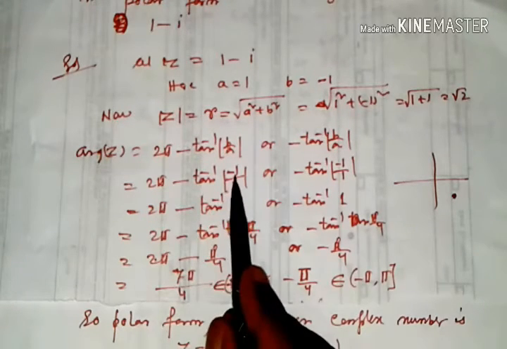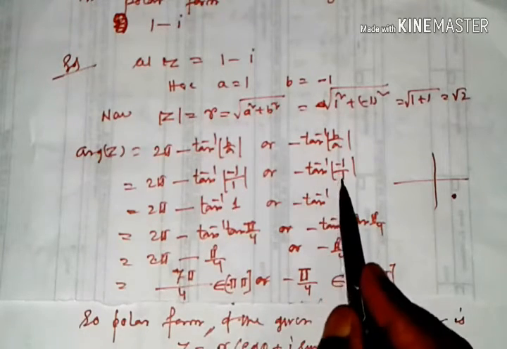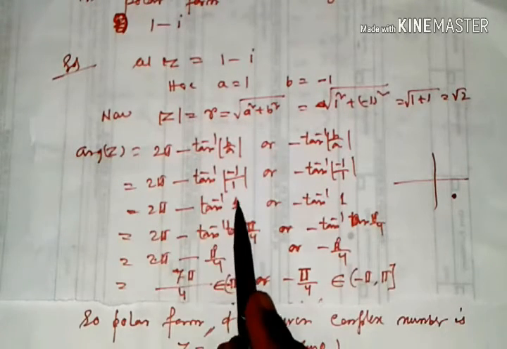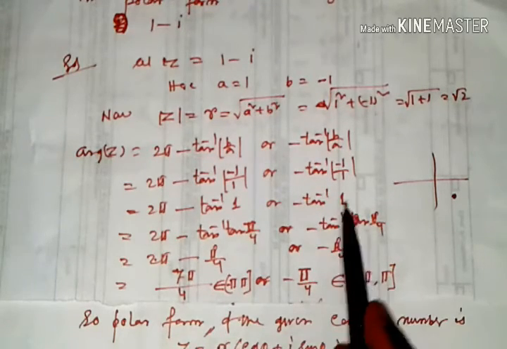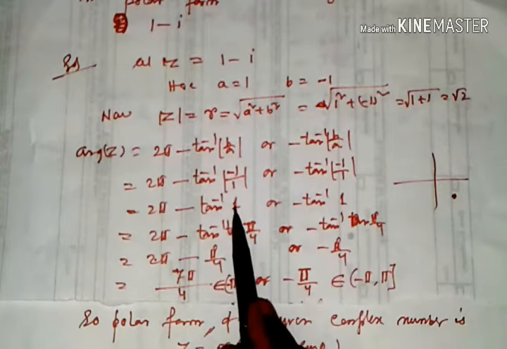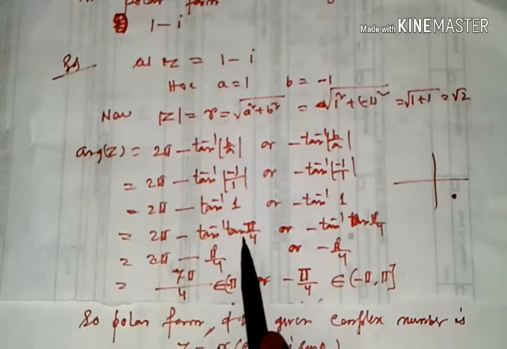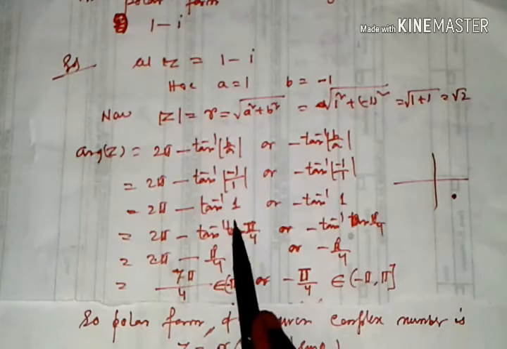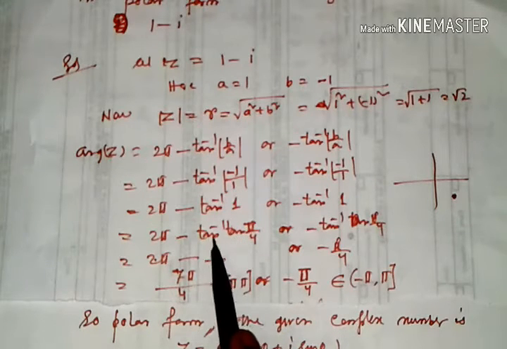That is 2 pi minus tan inverse of b means minus 1, a means 1, that is minus 1 by 1, so 2 pi minus tan inverse 1. What is the value of tan inverse 1? It is pi by 4, since tan pi by 4 is equal to 1. Therefore, in place of 1 we write tan pi by 4. Here tan inverse and tan cancel. It is minus pi by 4.